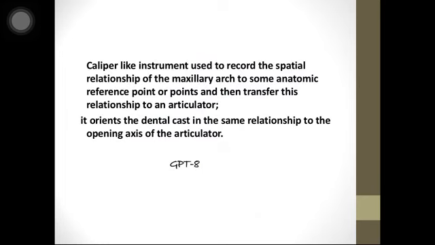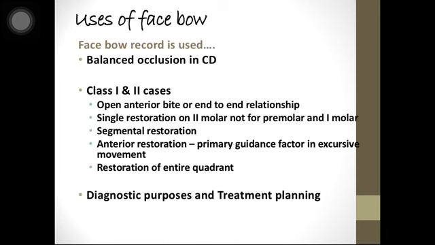And this is another definition, that it is a caliper-like instrument that is used to record the spatial relationships of the maxillary arch to some anatomic reference point or points and then transfer this relationship to an articulator. It orients the dental cast in the same relationship to the opening axis of the articulator. So where the articulator opens, the maxilla has the same relationship as in the patient.